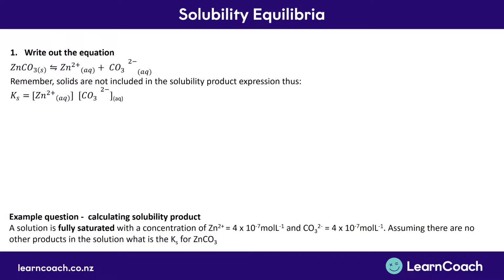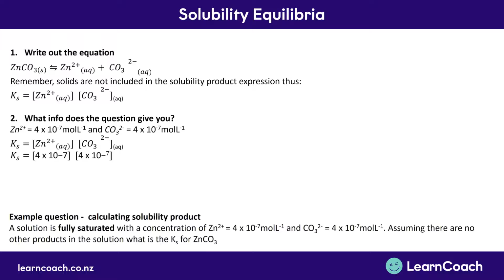Next, I would fill out what information I've been given. I've been given the concentration of Zn2+ as 4 times 10 to the negative 7 moles per litre, and I've been given the concentration of CO3 2- at 4 times 10 to the negative 7 moles per litre. Using the Ks equation I've written in step 1, I can now substitute those two concentrations in and work out the Ks value. So that's what I've done there. And now step 3, solve. I've written out the concentration of Zn, written out the concentration of CO3, and I've worked out that the Ks is 1.6 times 10 to the negative 13.